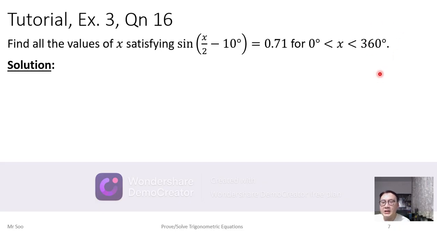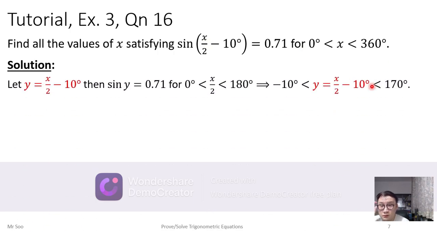How do I get 170? 360 degrees divided by 2 is 180 degrees, and 180 degrees minus 10 degrees is 170 degrees. So this is what I say: let y equal whatever is inside this parenthesis. Your expression will be sine y equals 0.71.